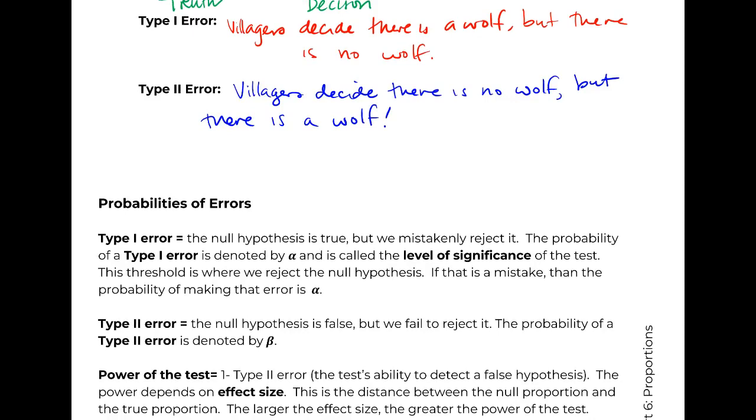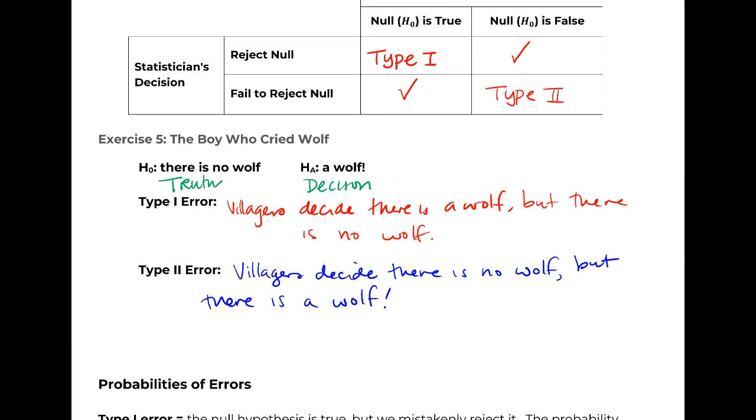So the probability of our errors: type 1 error is denoted by an alpha. When I talked about our significance levels earlier in 6.4, I said we're going to talk about alpha again, and it's actually our threshold for the amount of type 1 error we're willing to make. How often are we willing to go run up the hill to see if the boy is crying wolf falsely? If I'm willing to do that 5% of the time, that's my type 1 error. Type 2 error is denoted with a beta. So I'm just going to add those to our table.